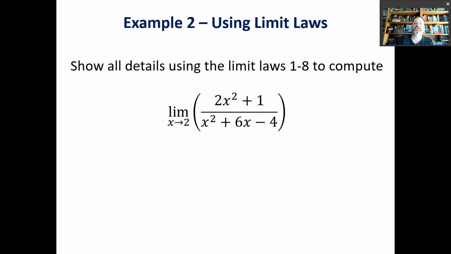All right, so here's a big problem. So we're going to show all the details using limit laws 1 through 8. So look at what we have here. This is a rational function, right? It's a polynomial divided by another polynomial. And you could make a table, you could make a graph, but those aren't proofs, right? You need to use tools as they come up. So now we need to prove that the limit is what we think it is.